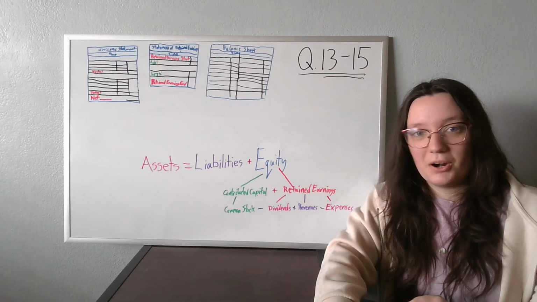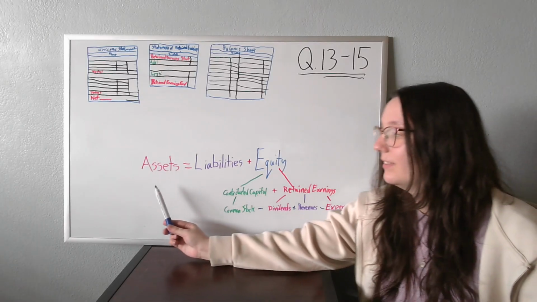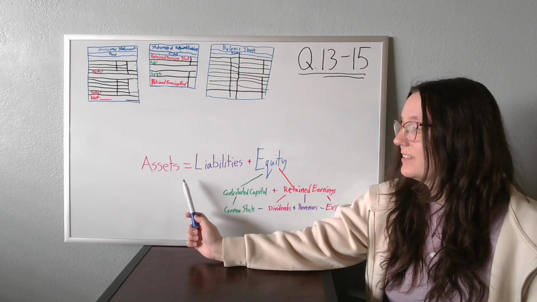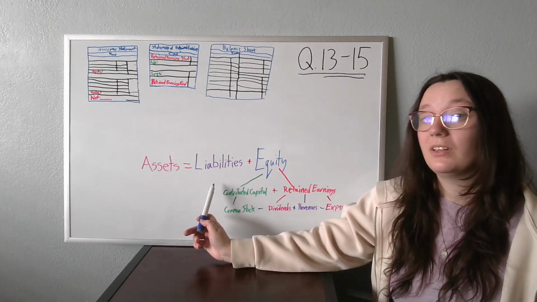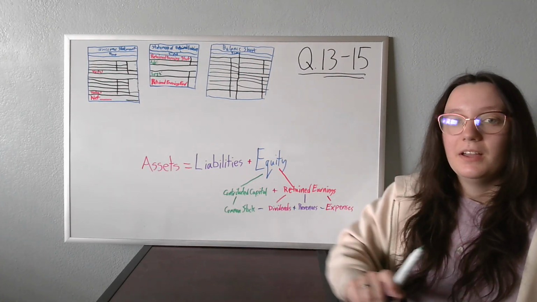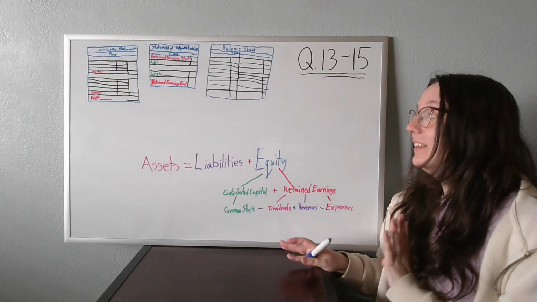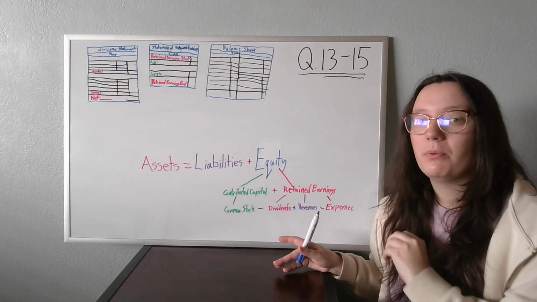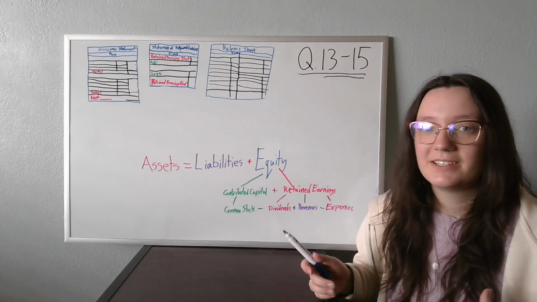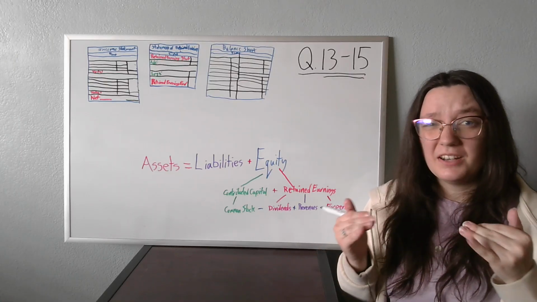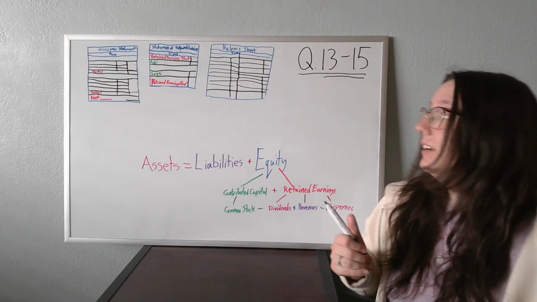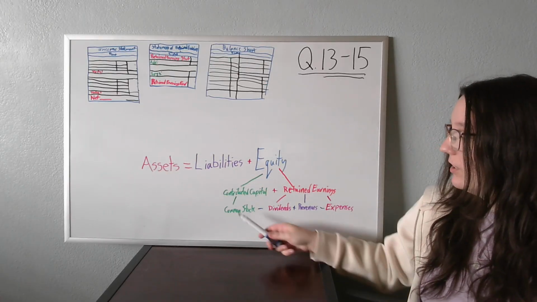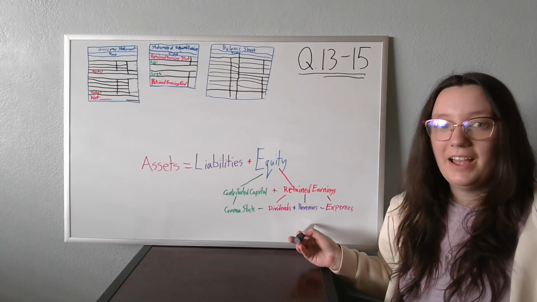A great start with this is to review the accounting equation. So assets equals liabilities plus equity. Having this written down really helps to reference and remember where to go next. And we're actually going to start kind of backwards, oddly enough. So for the income statement, question 13, start down at the bottom of equity.